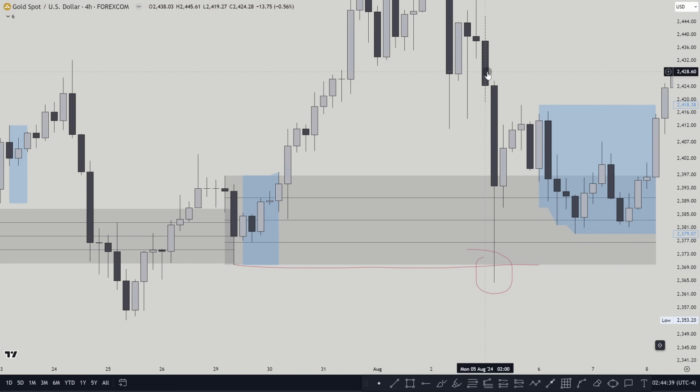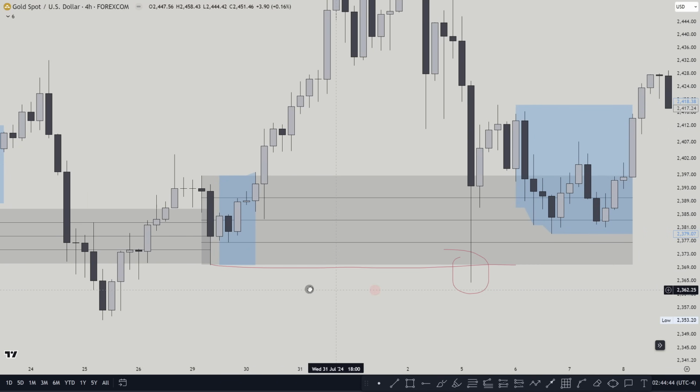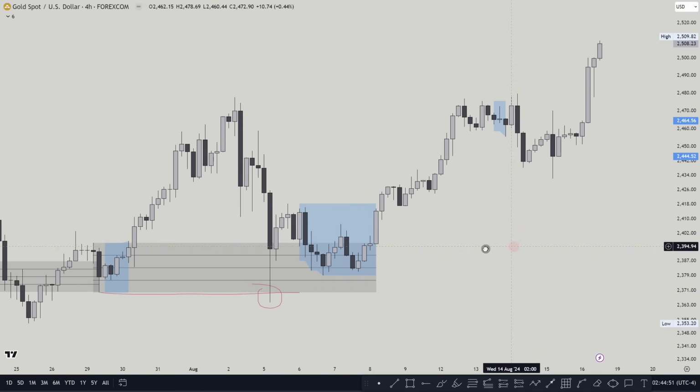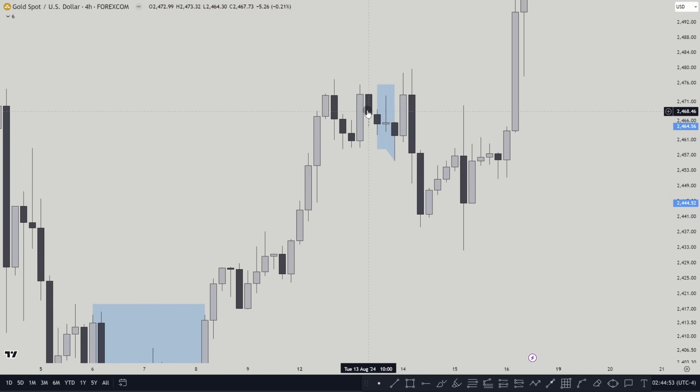So price actually disrespected everything and goes to the 100% and takes the liquidity and then pushes higher. But you see after that, still respecting those levels, 50%, never closing below. Now we're pushing higher. You see, again, same thing here.